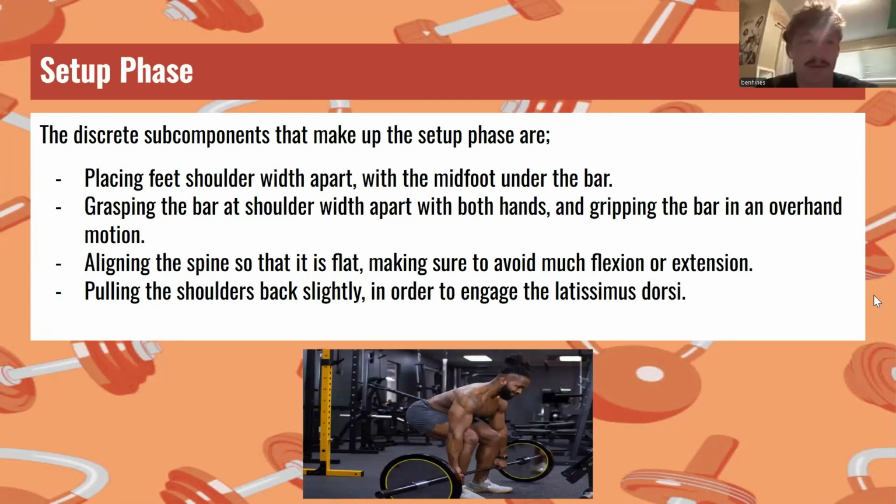The discrete subcomponents that make up that setup phase would be placing the feet shoulder width apart with the midfoot under the bar, grasping the bar shoulder width apart with both hands, and gripping the bar in an overhand motion, aligning the spine so that it's flat and making sure to avoid any flexion or extension. And then finally, pulling the shoulders back slightly in order to engage the latissimus dorsi muscle.